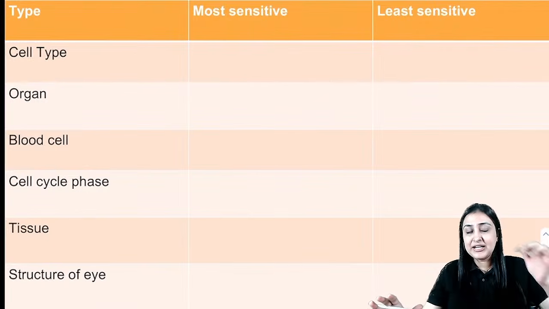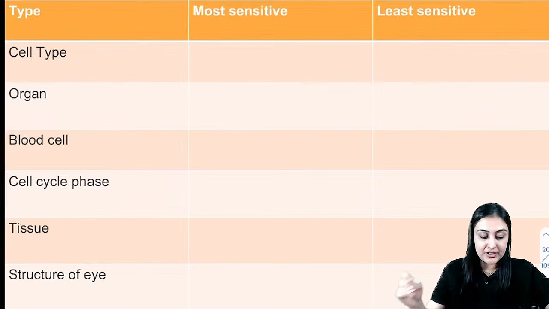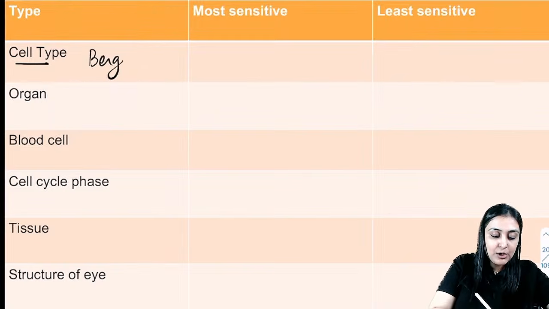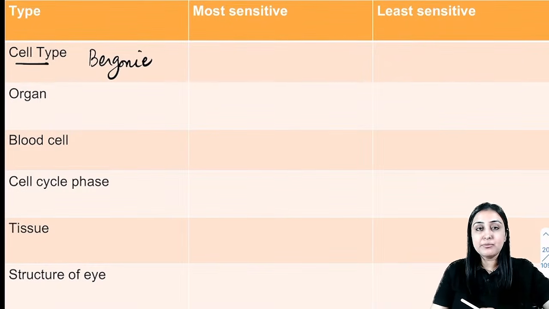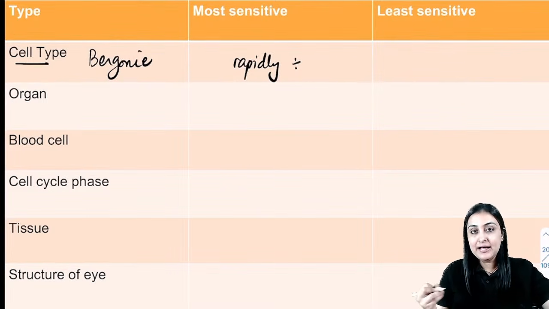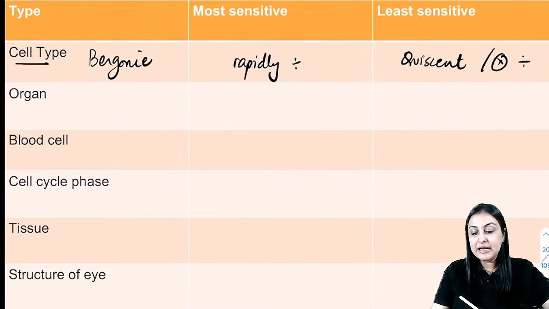One more table which can take care of 12 potential questions as far as radio sensitivity goes. Again, very important. So here, cell type. First of all, here we talk about a law given by Bergonie. So Bergonie's law says that anything which is rapidly dividing, any tissue where division is very high, is going to be very sensitive. Any tissue which is quiescent, where there is no division happening, is going to be least sensitive. Fine. So this is the generalized rule.